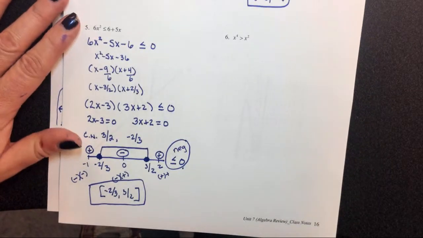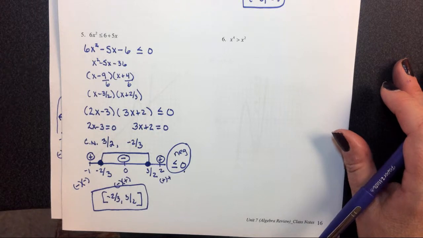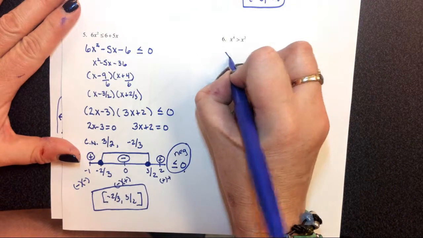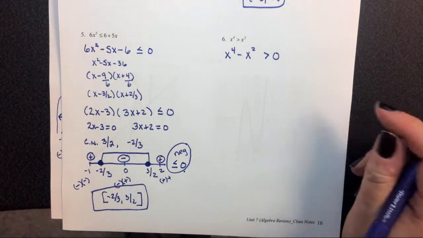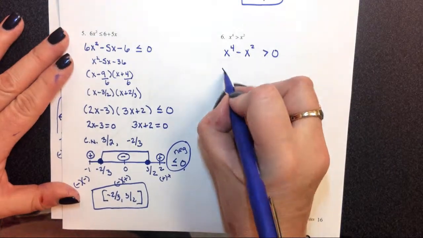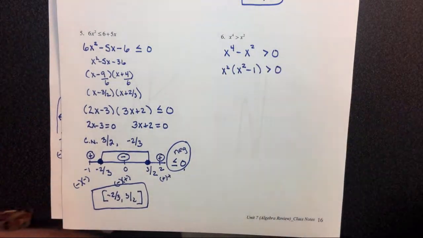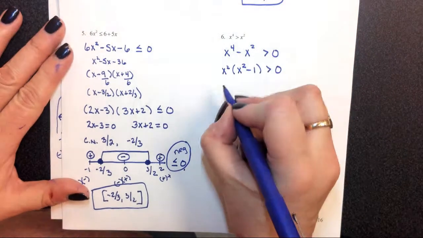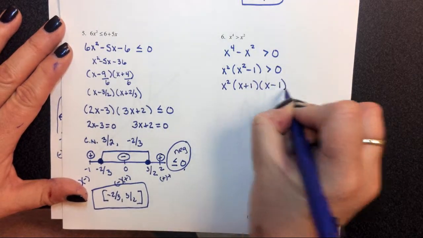Let's look at number 6. First of all, what do you have to have on one side? You have to have a what? 0. So what am I going to do? I'm going to subtract x squared. How do you factor x to the 4th minus x squared? Take x squared out. Can you factor x squared minus 1 any further? It's a difference of squares. So we can factor into x plus 1 times x minus 1.